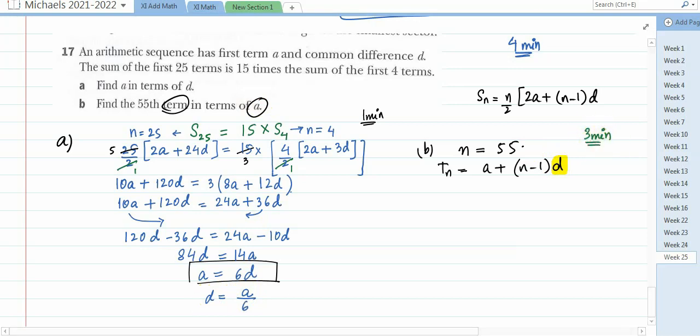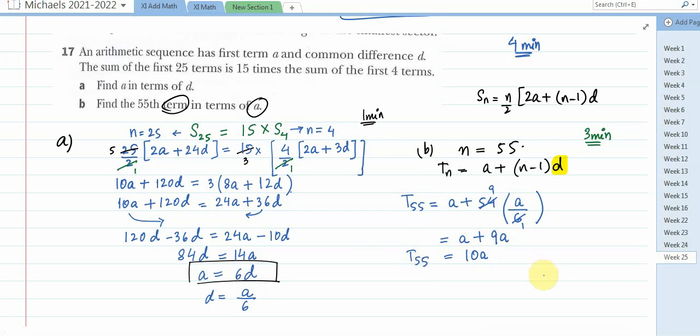Start. Alright class, so first we know that the value of n we have is 55. So T55 is equals to a plus n minus 1. 55 minus 1 leads to 54 times d, and the value of d is a divided by 6, right? 6 ones are 6, 6 nines are 54. So you can do is what, a plus 9a, that leads to 10a. So that 55th term is equals to 10a, and that is your answer.